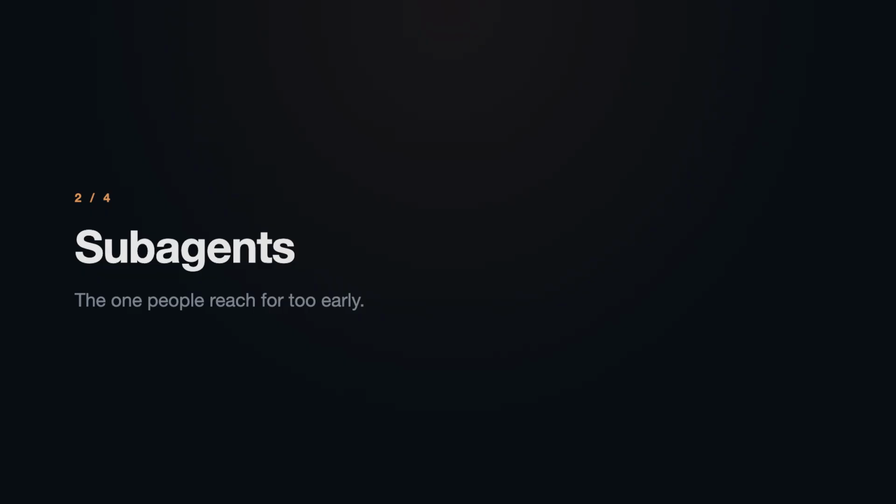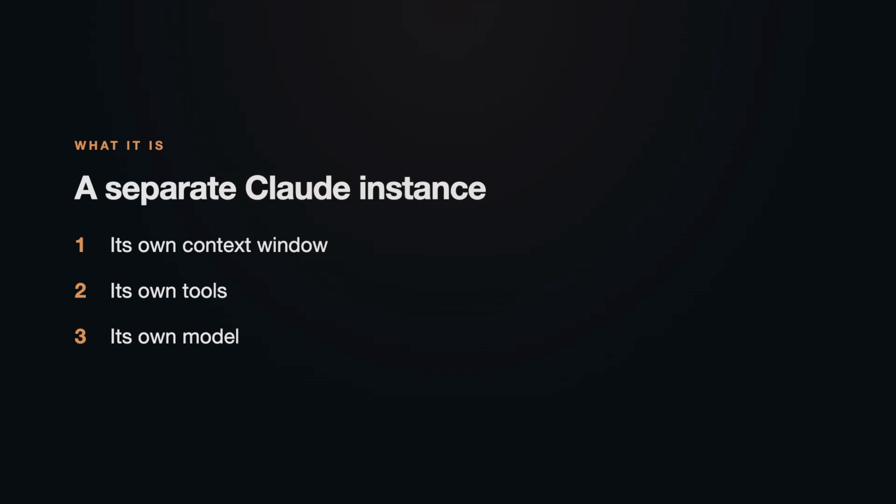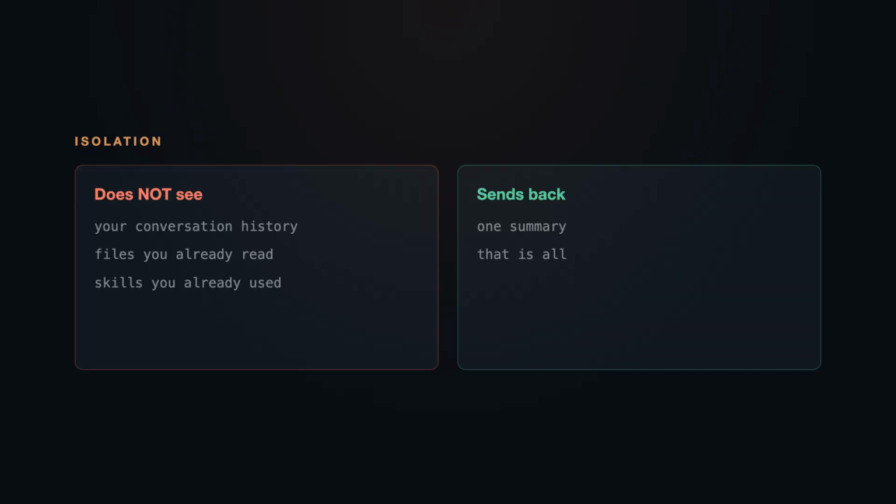Subagents are the one people reach for too early. A subagent is a separate Claude instance. Separate context window. Its own tools. Its own model. It does not see your conversation history. It does not see the files you already read. And it does not see the skills you already used. It gets a task description, it works, and it sends back one summary. That is all that comes home. That last detail is the entire point. All the noise stays over there.